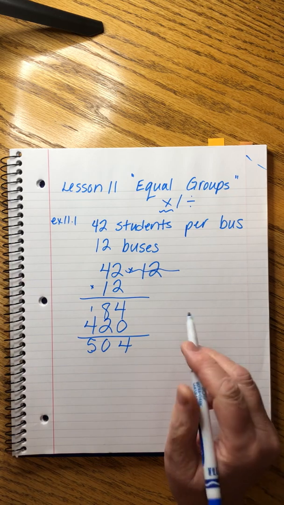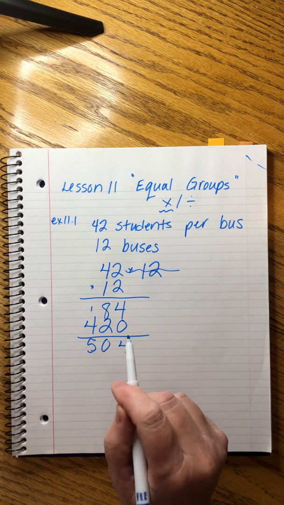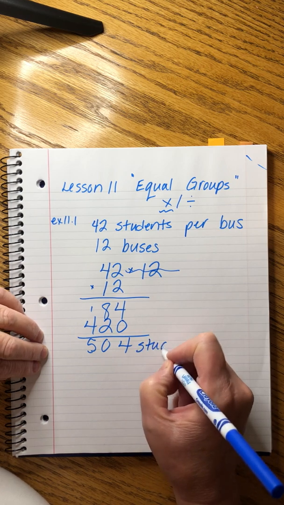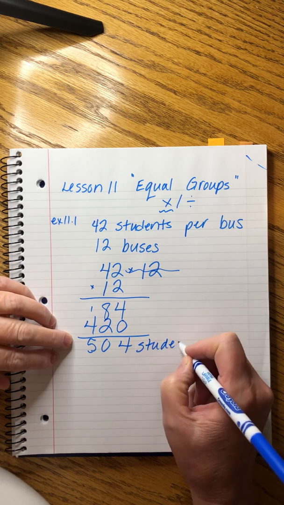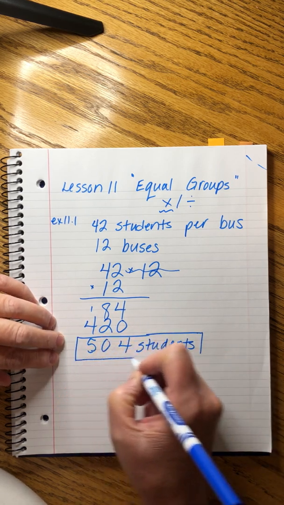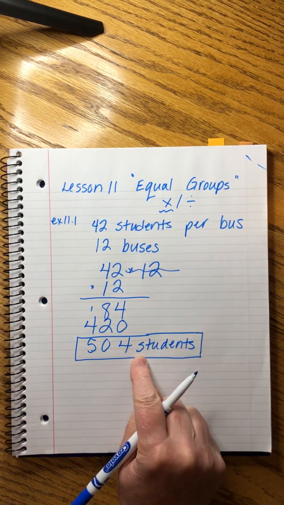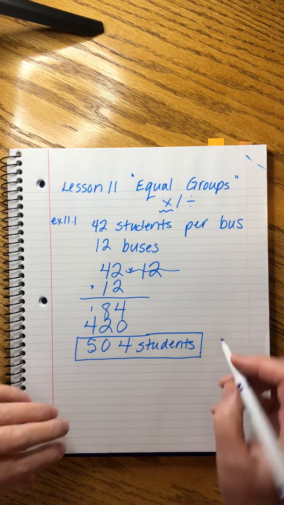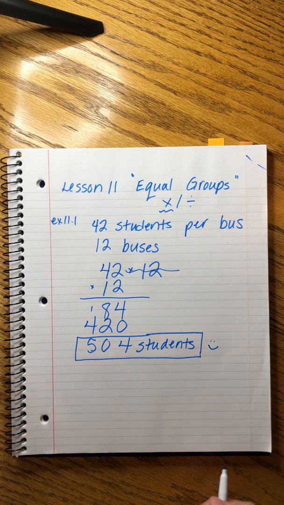Because it's a word problem, I remember that my answer should have a word in front of it. So that means we can take 504 students to the game. You don't have to write a novel, right? Just say students. And that's the right answer. Yay. 504. Great.